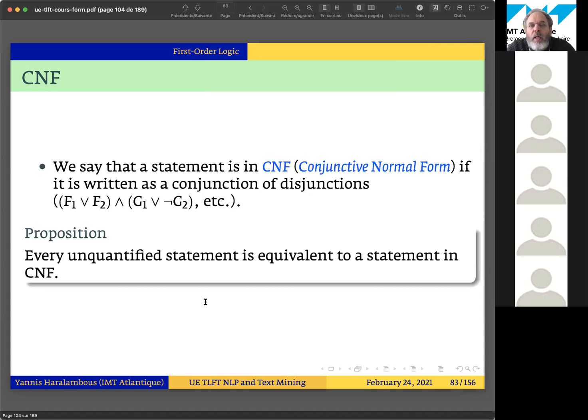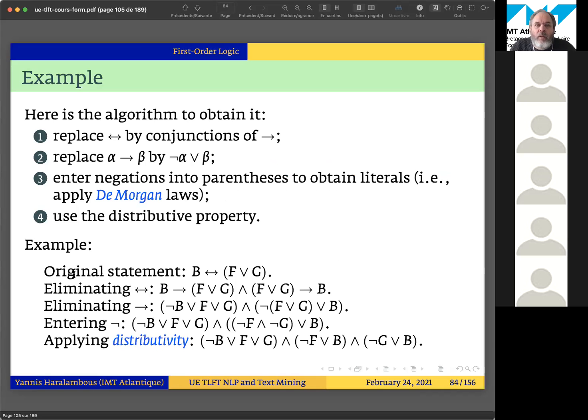The next step is to convert the formula into conjunctive normal form. Conjunctive normal form means I have a conjunction of disjunctions. So I have parentheses. Between parentheses, I have conjunctions. And inside parentheses, I have disjunctions. And again, there's a theorem saying that every statement without quantifiers is equivalent to a statement in conjunctive normal form. And here's the algorithm for obtaining it.